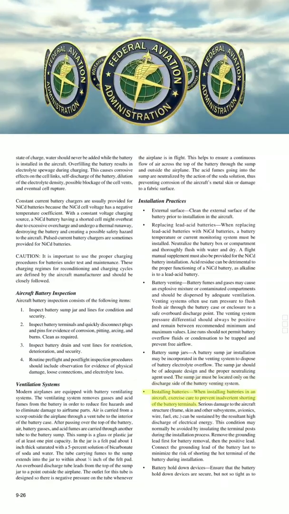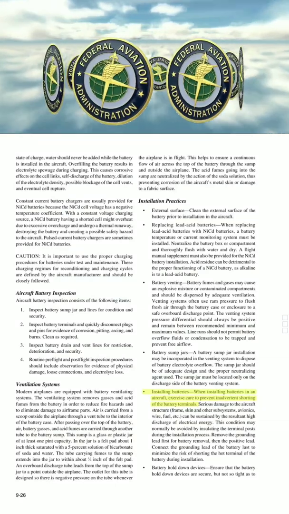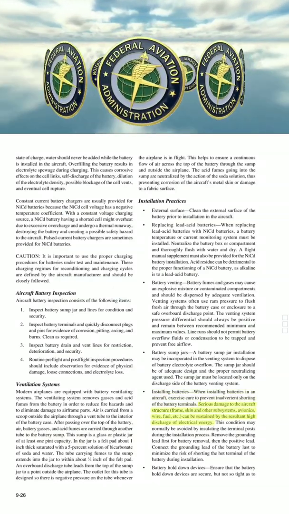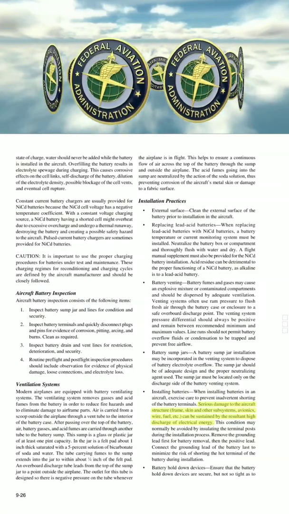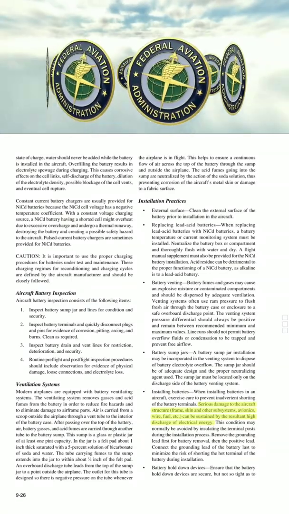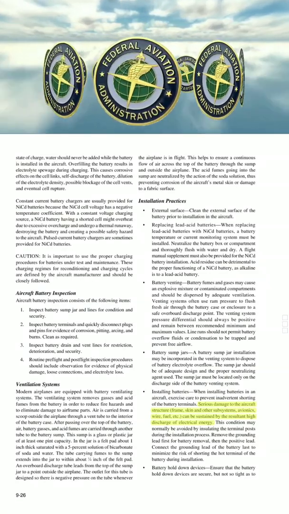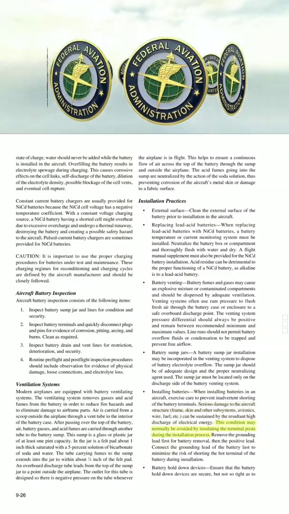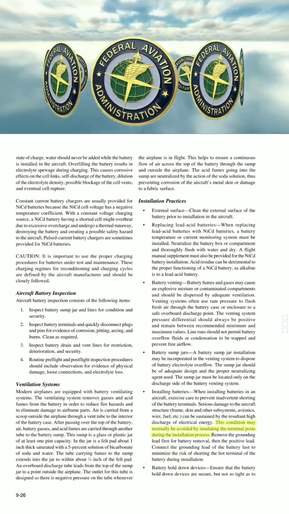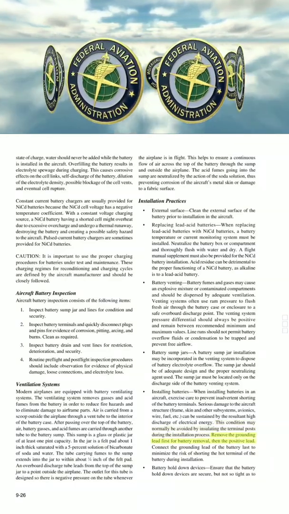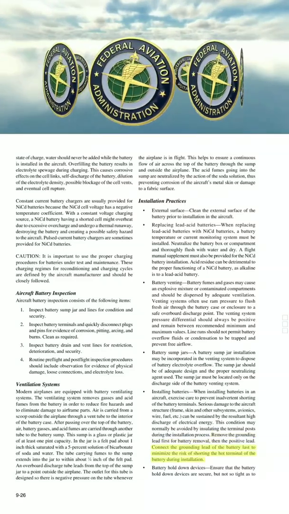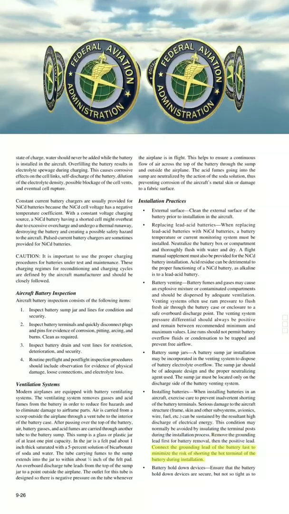Installing batteries. When installing batteries in an aircraft, exercise care to prevent inadvertent shorting of the battery terminals. Serious damage to the aircraft structure, frame, skin and other subsystems, avionics, wire, fuel, etc., can be sustained by the resultant high discharge of electrical energy. This condition may normally be avoided by insulating the terminal posts during the installation process. Remove the grounding lead first for battery removal, then the positive lead. Connect the grounding lead of the battery last to minimize the risk of shorting the hot terminal of the battery during installation.